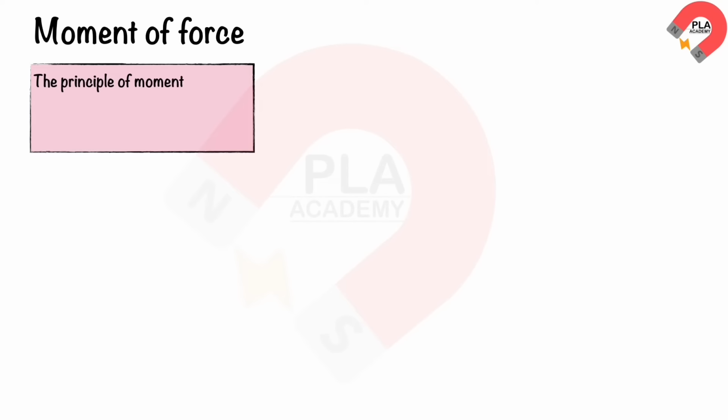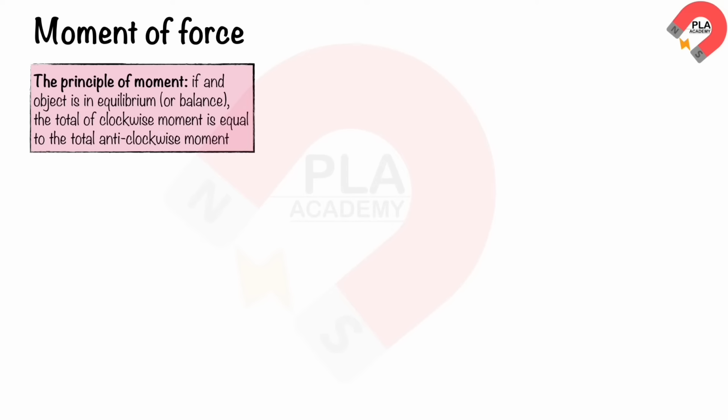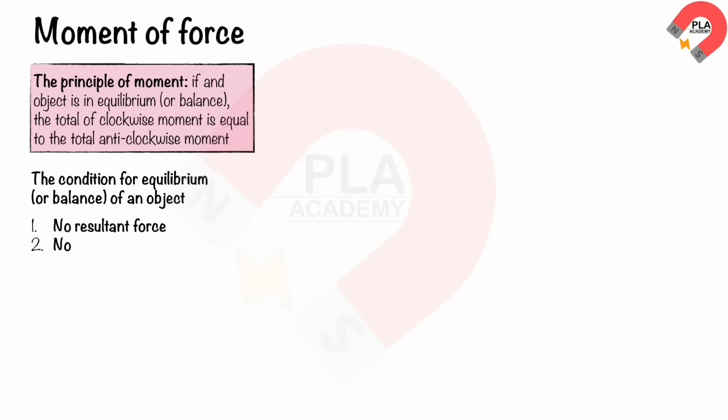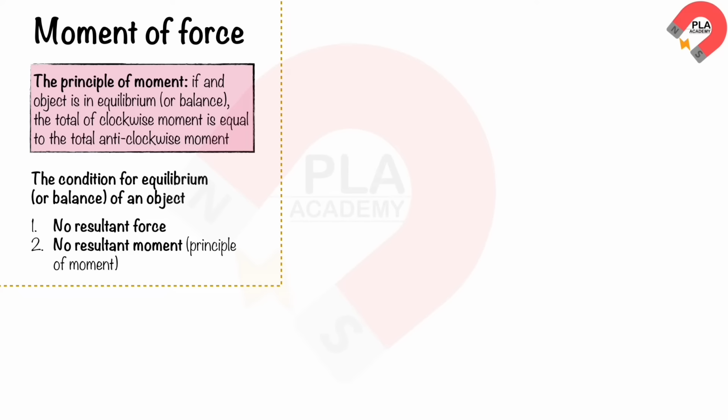The principle of moments states that if an object is in equilibrium, the total clockwise moment is equal to the total anticlockwise moment about the pivot. The conditions for equilibrium of an object are: there is no resultant force acting on the object, and there is no resultant moment acting on the object. This is the principle of moments.